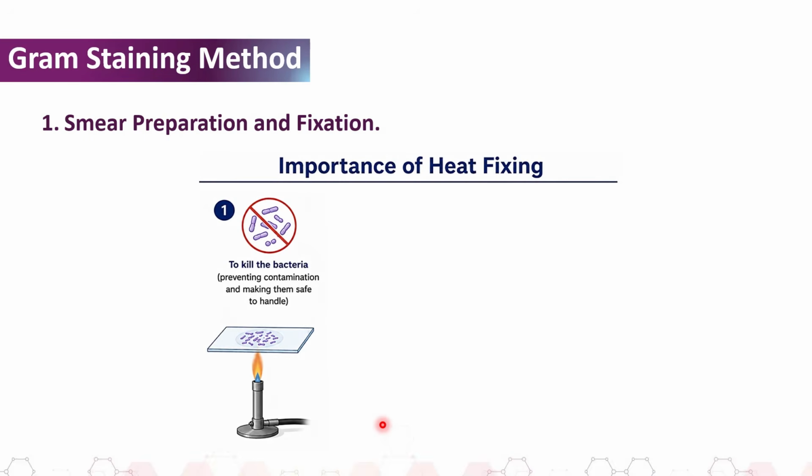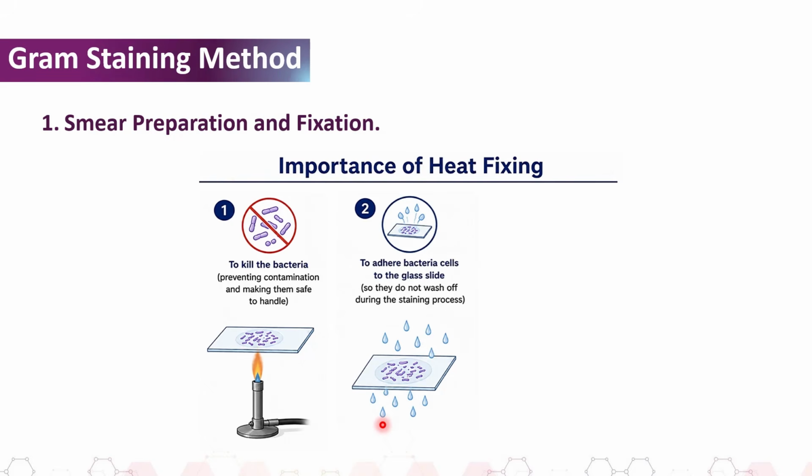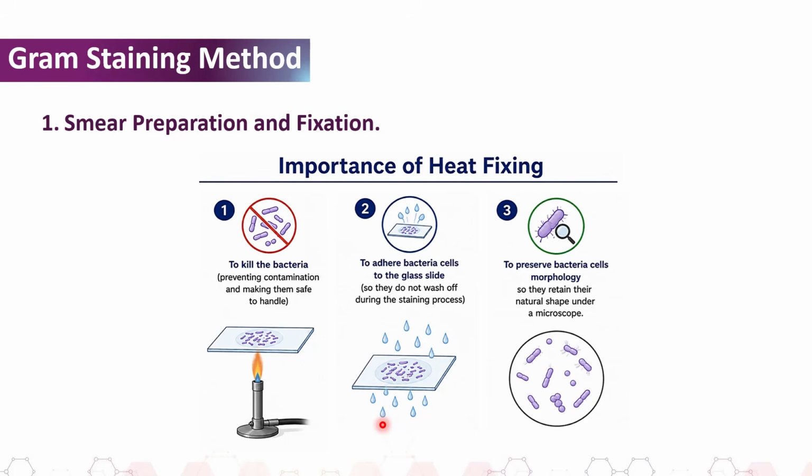So now let's look at the importance of the heat fixing. One is to kill the bacteria, and this is to make the bacteria safe to handle during the gram staining process. And two is also to adhere the bacterial cells to the glass slides so that they do not wash off during the staining process. Three is also to preserve the bacterial cells' morphology so that they retain their natural shape under the microscope.